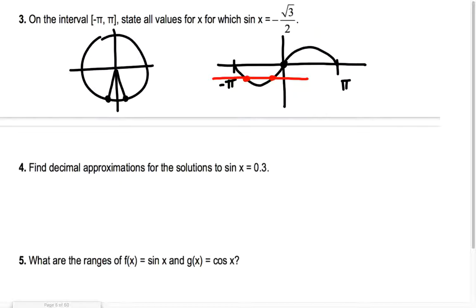All right, so what are these 2 values? What do we think? 4 pi over 3 and 5 pi over 3. But here's the trick. That would be on the interval 0 to 2 pi. Okay, so we have an issue, because we don't want 0 to 2 pi, we want -pi to pi. Okay, so we have to do it a little bit differently.